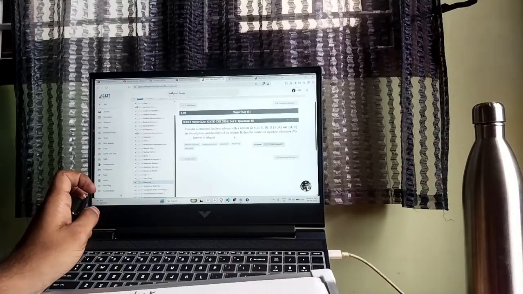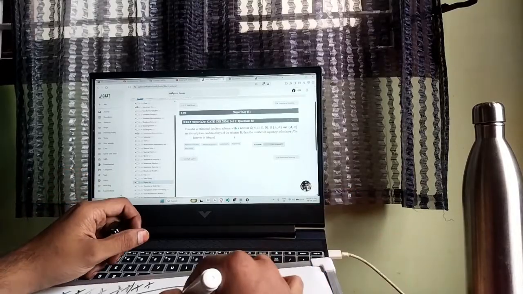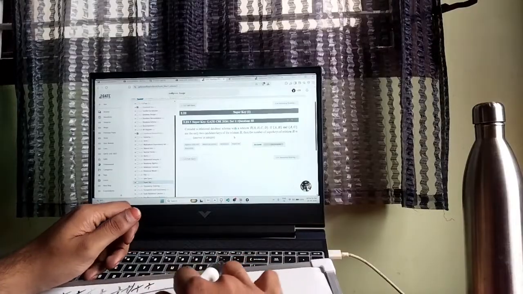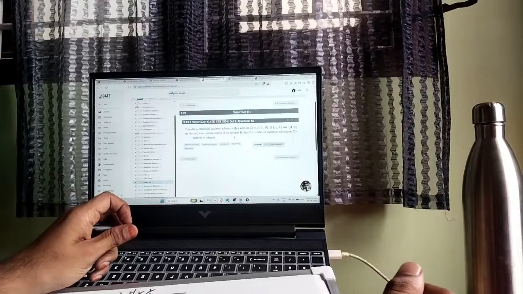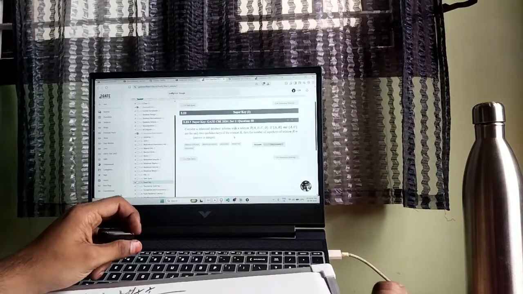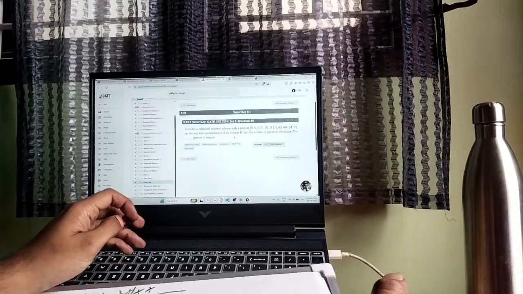GATE 26 set 1. So it's a good question, I guess. GATE might be. What is this? NPTEL question. This is a mock question. I need to take care of this question.